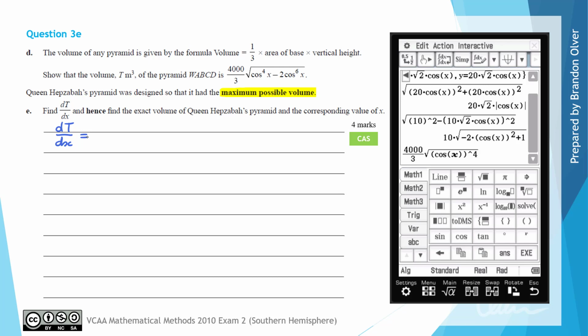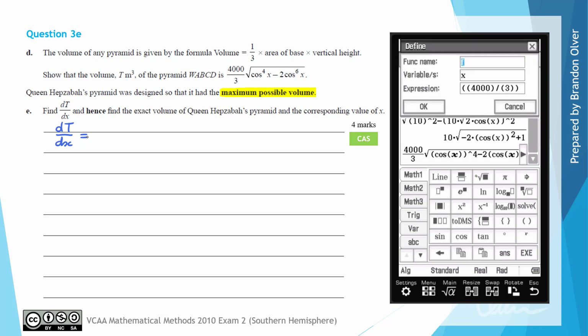And then we had minus 2, and then in a bracket cos of x to the power of 6. So just make sure you've got that entered into your calculator correctly. So when we have cos to the power of 4 of x, that's the same as cos of x to the power of 4 in a set of brackets. So now we can highlight that input and we can define it.